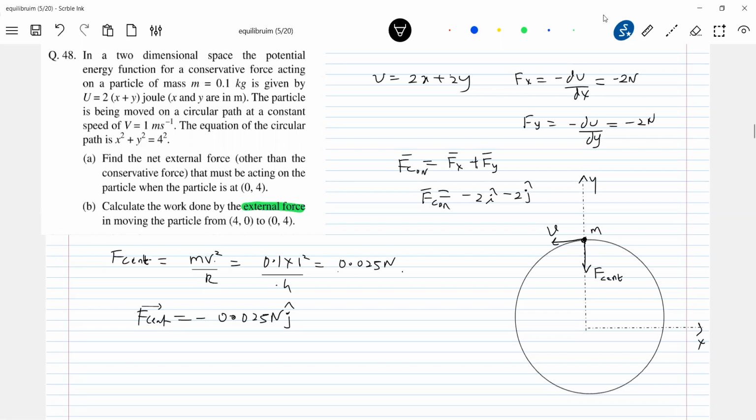Now, what about this conservative force? Look once, minus 2i cap, minus 2j cap. How will it be directed? For all positions of the particle, it will be directed in one specific direction. So this conservative force I'll show by minus i cap, minus j cap. The orientation is in the third quadrant, and it will make an angle of 45 degrees. These red dotted lines show the direction of the conservative force that will be acting.